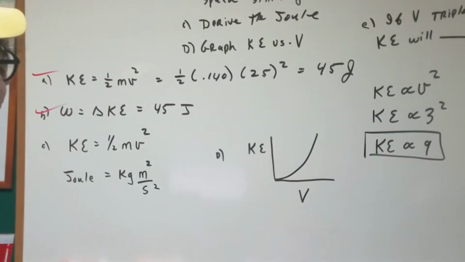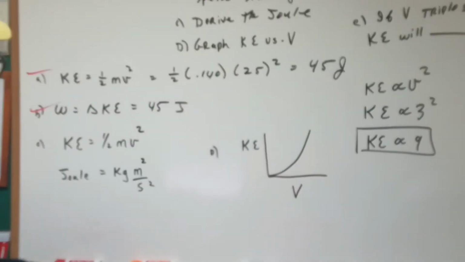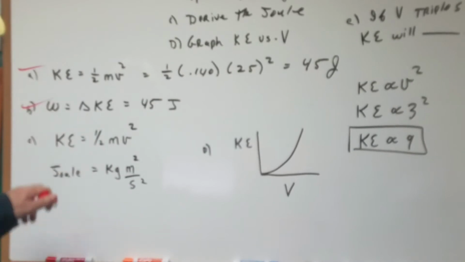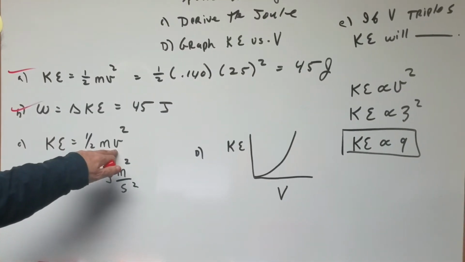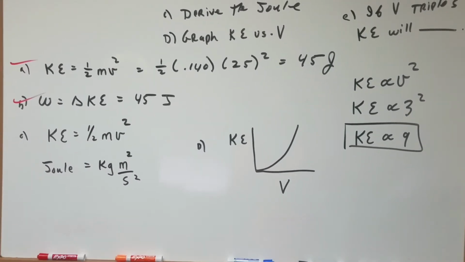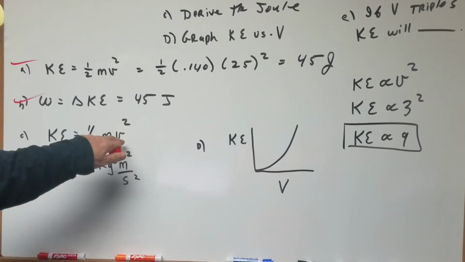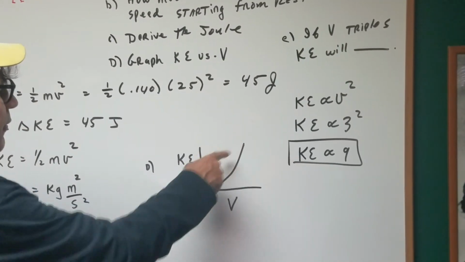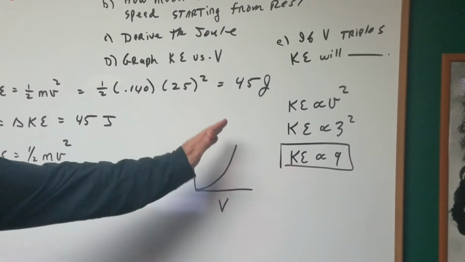Part D, graph kinetic energy versus velocity. Always have a formula at hand whenever you're doing a graph. Kinetic energy is proportional to v squared, so that means it's going to be an upward type of a graph, but because there's a square, it's curved. So kinetic energy versus velocity would be a curve going upward like this.